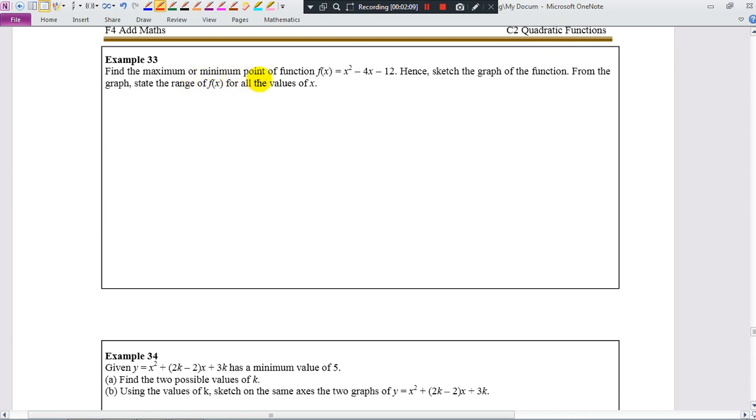Find the maximum or minimum point of these functions. Hence, sketch a graph of the functions. From the graph, state the range of f(x) for all the values of x. So let's just get the maximum point or minimum point first. I will use complete the square here: x squared minus 4x minus 12. So remember, if you want to do the complete the square, make sure the coefficient of x squared is positive and 1 first. So this is positive, this is 1, we can start.